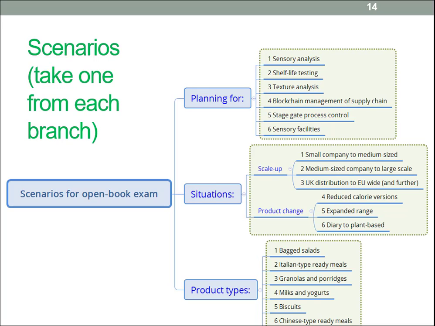Okay, so the scenarios. These are the scenarios which will form the exam question. So there's planning, situations and product types. So for example, just reading down randomly from one, it could be sensory analysis of a small to medium sized company, which is scaling up, which makes bag salads, or any variety thereof. We may have a little bit of a discussion around the product types if there's anything you're interested in. And we'll do some workshops on these throughout the course of the module.